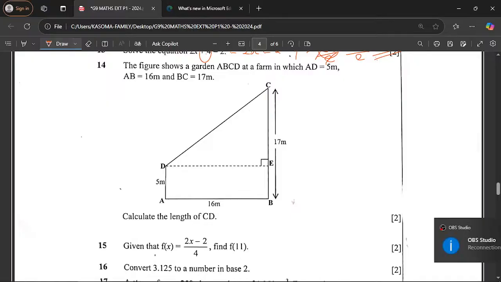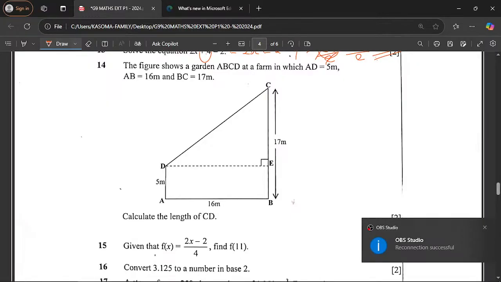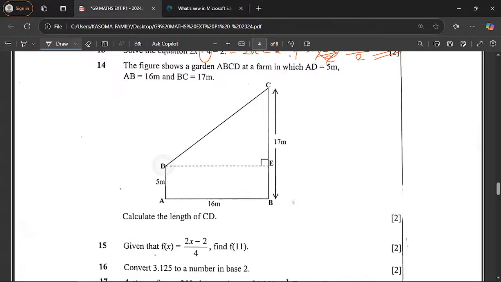The length they want us to find. The length of CD is this length. They want us to find this length. Okay. So for us to find the length of that, we're going to use Pythagoras theorem.